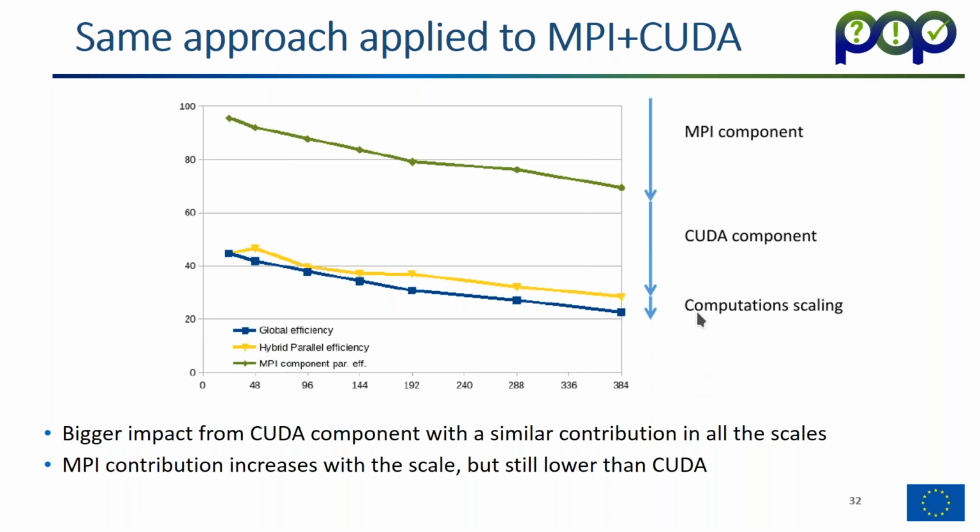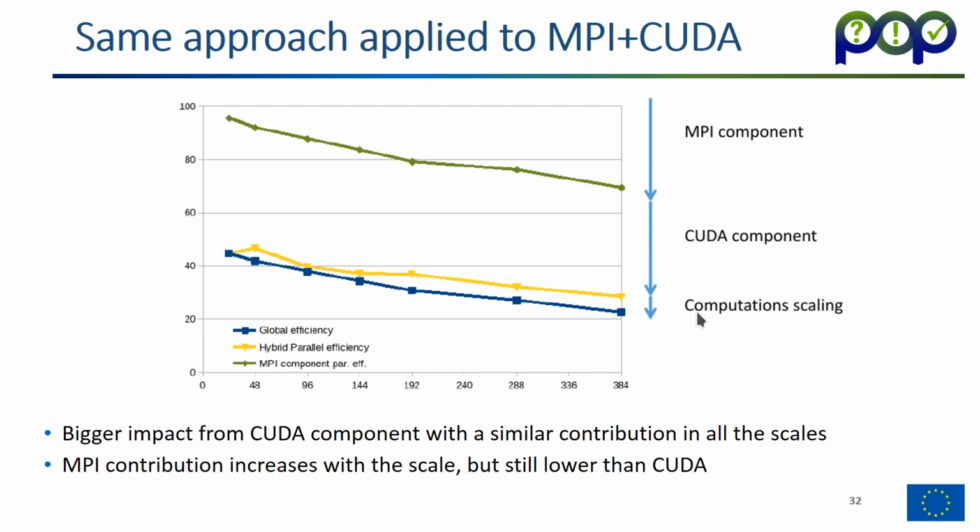You can understand this picture if you consider the area and the gap between the lines. From the top of the plot until the green line, this is the contribution of the MPI component at the different scales. The area between the yellow and the green line corresponds to the contribution of the CUDA component. And the teeny gap between the yellow line and the blue line corresponds to the scaling of the computations. So automatically you see that the main problem, the huge gap, is in the CUDA component. The main loss of efficiency is caused by CUDA.